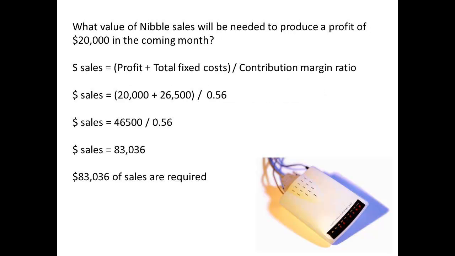Suppose Morebytes wants nibble sales to produce a profit of $20,000. We take the profit of $20,000 and add $26,500 of fixed costs to give a total of $46,500. Now we divide this by 0.56. The sales required will be $83,036.